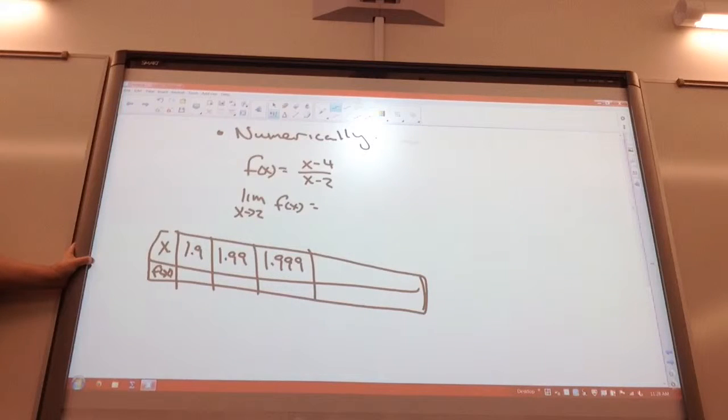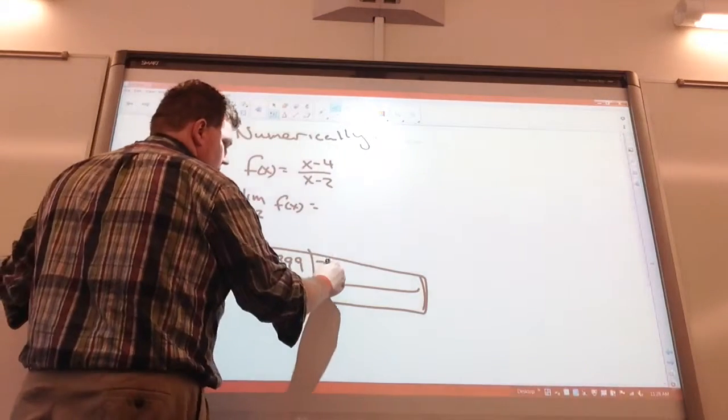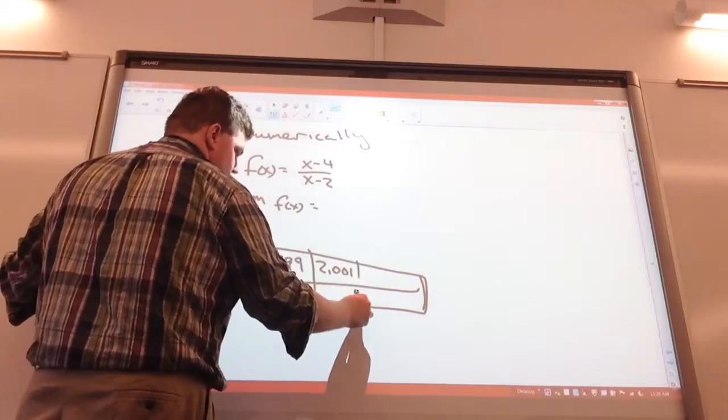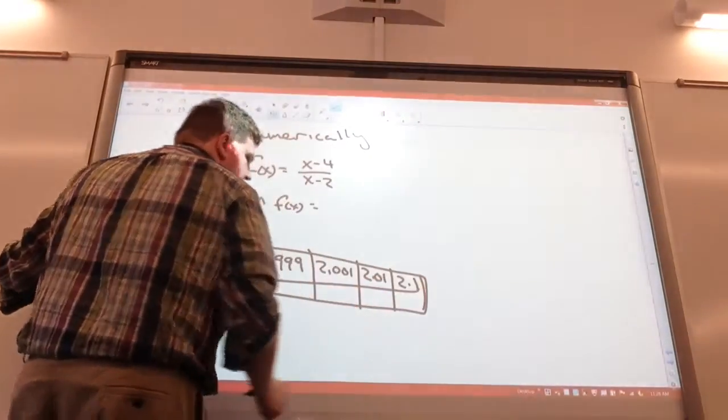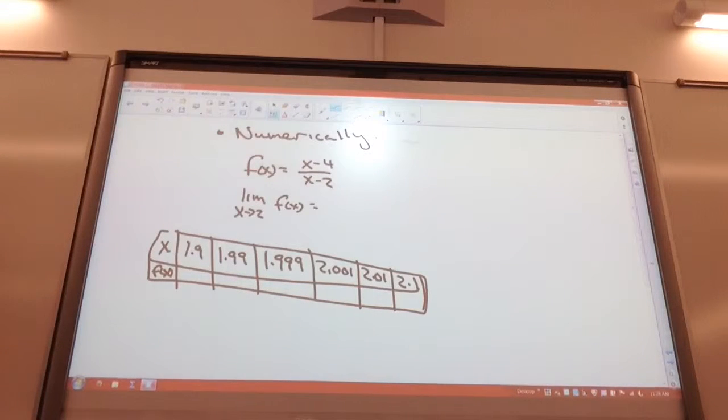What should we choose from above? So again, things close to 2 from above. So like 2.1, 2.01, 2.001. Alright, so there's our chart. Now we just need to know what the f of x values are.